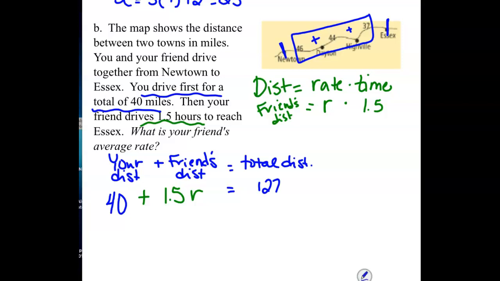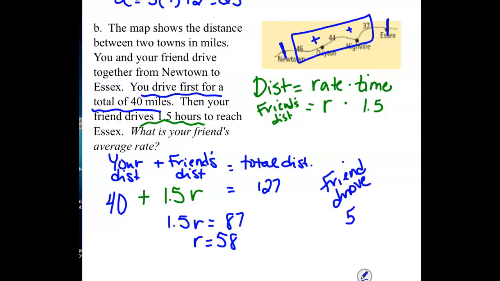All right, solving it. I'm going to subtract 40 to the other side. So I have 1.5 r equals 87. And then when I divide, I get r equals 58. So that tells me that my friend drove an average of 58 miles per hour. And I know it's miles per hour because I was given distance in miles and I was given time in hours.